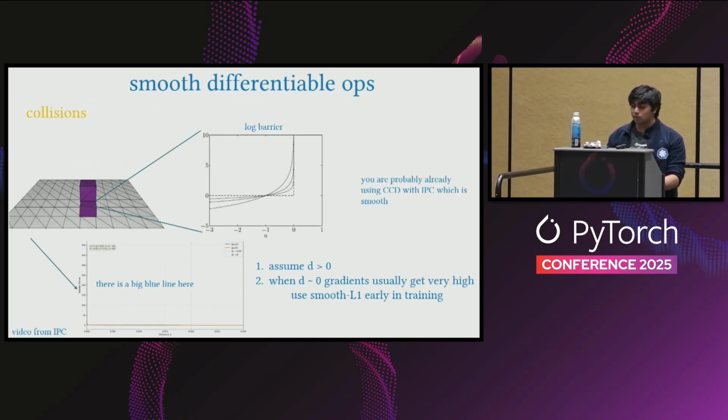So let's first go. The assumption that all of our ops are smooth and differentiable is not directly broken by collision handling. If you use the popularly used IPC with continuous collision detection, because you have log barrier potentials which are differentiable. We assume CCD, so two objects don't intersect, which could cause a problem. However, this log barrier causes gradients to get very high when d is approximately 0, or the distance is approximately 0. So from what we know from ML, early during training, we can instead use a smooth L1 in place of log barrier.